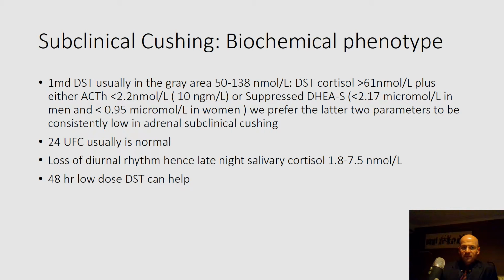Now, how do we test for it? Well, to start with, 24-hour urine-free cortisol is of low yield in this scenario. It's often normal. So the 1 milligram dexamethasone suppression test usually comes in the gray area between 50 and 138 nanomole per liter. I've put a study done recently for histologically proven adrenal Cushing that shows the criteria for diagnosis with a very high yield: dexamethasone suppression test partially suppressed as opposed to adequately suppressed, plus low ACTH and or DHEAS. So they use these criteria with a very high specificity.